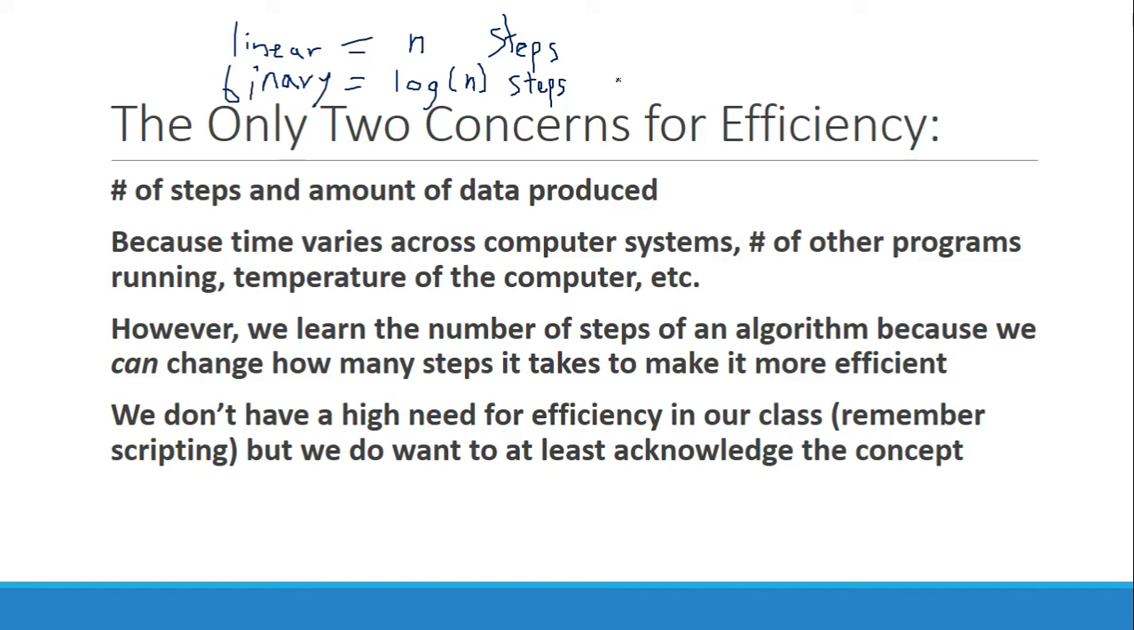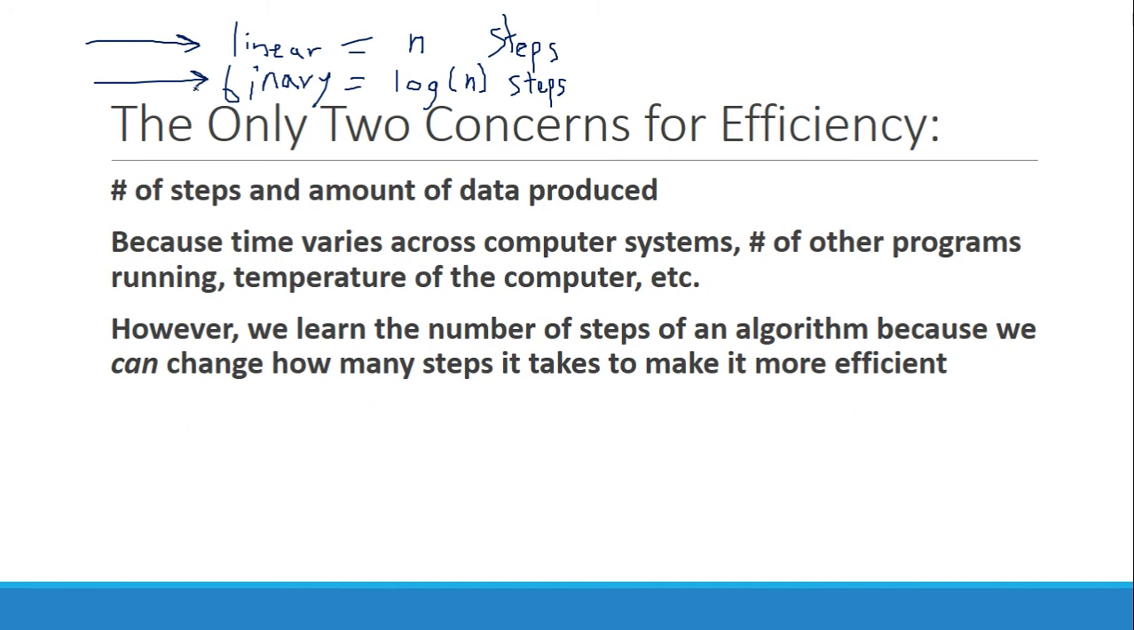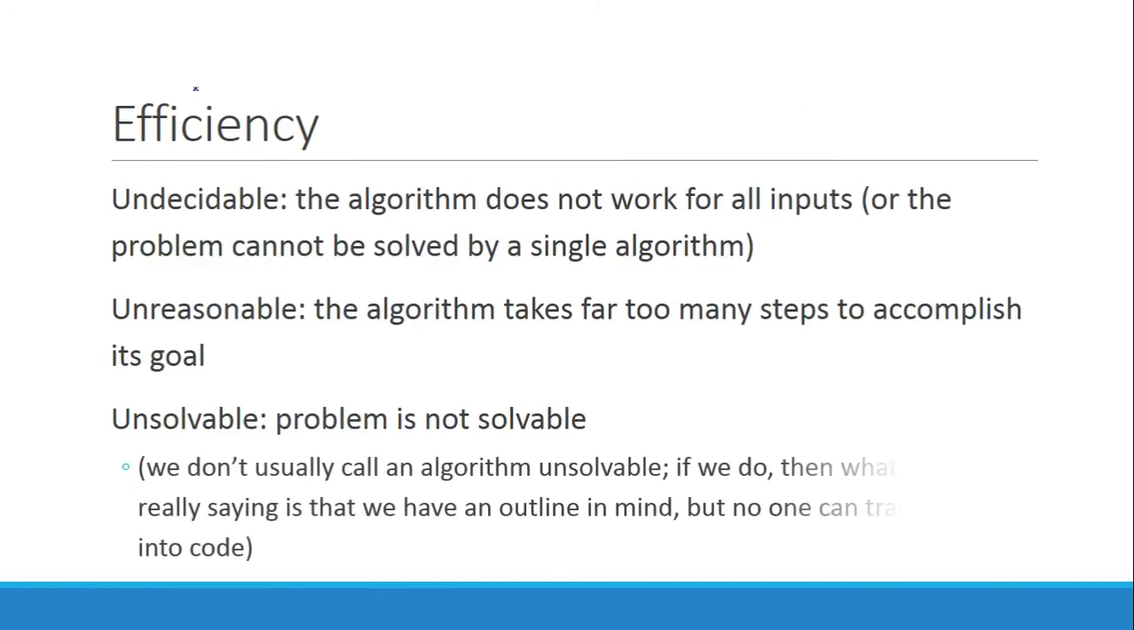In short, efficiency is affected by the number of steps, because that's how we can determine how to make an algorithm more efficient. If you made a program and it used a linear search on a really big list, well, you probably want to notice that, so that way you can change over to the binary, as long as your data was sorted. So then the 3 words I want you to have for efficiency are these: undecidable, unreasonable, and unsolvable.